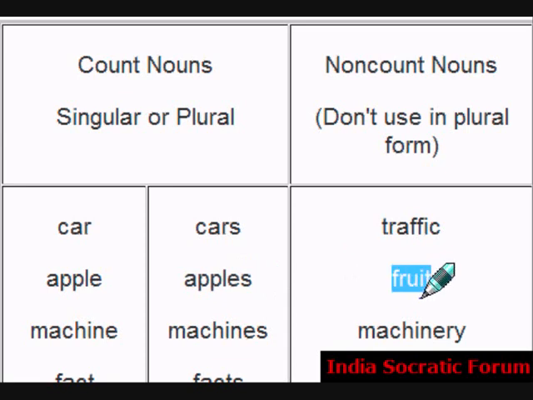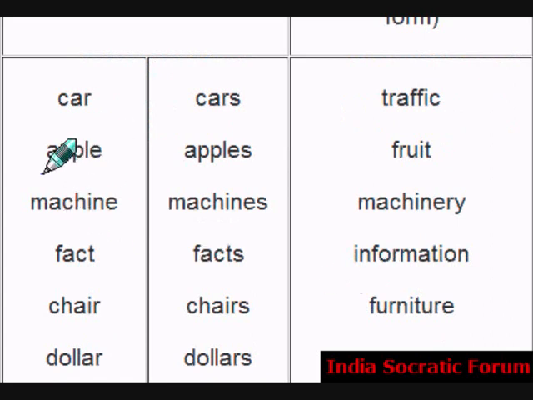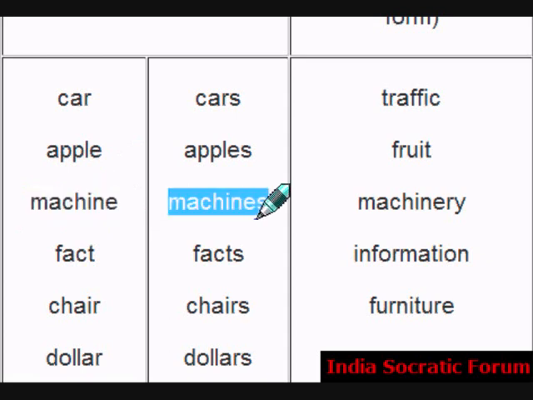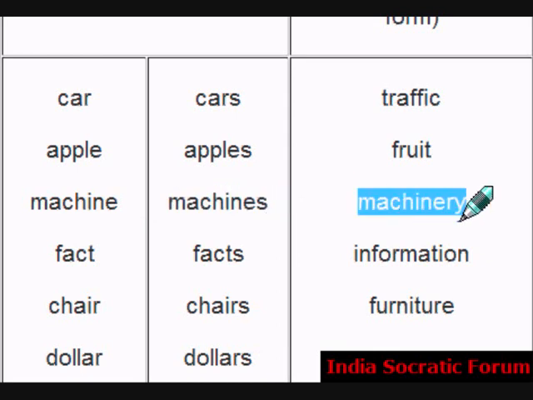Fruit means it comes under much. It doesn't come under countable nouns. So we can say how much fruit. But how many apples? They are very specific, countable. Machine is the singular form. Machines is the plural form. Machinery is the non-countable form.